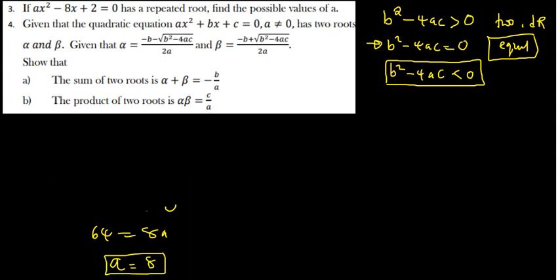For the next one, given that the quadratic equation ax squared plus bx plus c is equal to 0, where a cannot be equal to 0, has got two roots, alpha and beta. Given that alpha is negative b minus square root of b squared minus 4ac over 2a, and beta is negative b plus square root of b squared minus 4ac over 2a.